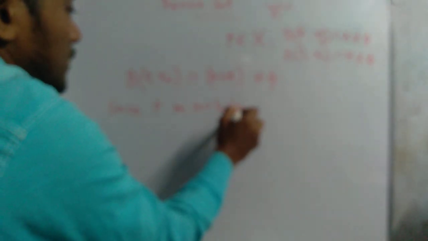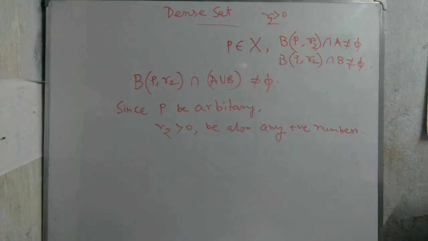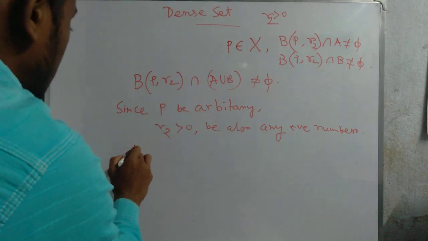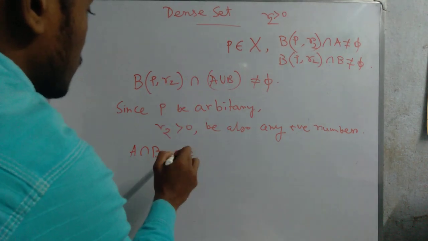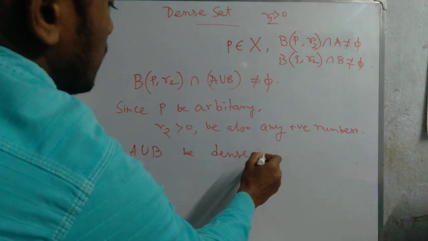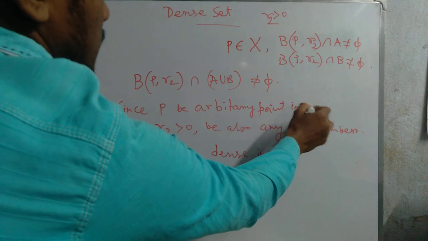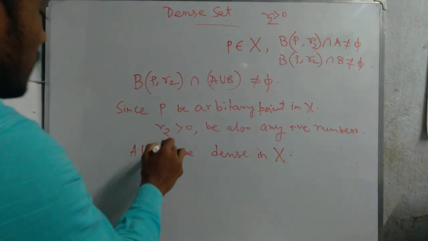Since P is arbitrary, and R2 greater than 0 is also arbitrary, any positive number, then we also get that A intersection B, A union B is dense in X, for an arbitrary point of X in X. So what do we get? A union B is dense in X.